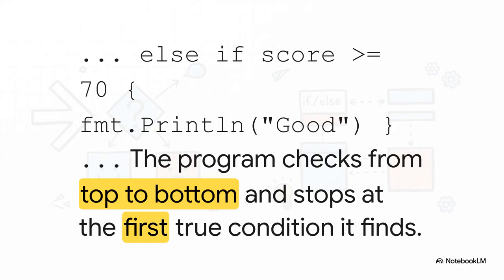The program starts at the top and checks the first condition. Is the score, 85, greater than or equal to 90? Nope. So it flows down to the next level. Is 85 greater than or equal to 70? Yep, it is. Bingo. So it runs the code in that block, printing good, and this is super important. It stops. Its job is done. As soon as it finds one true condition, it doesn't even look at the rest.